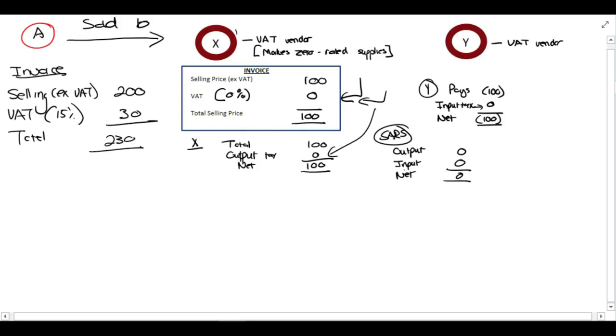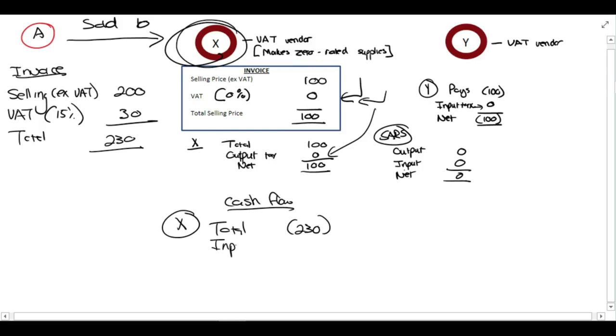Okay, what would happen here is that X would pay that total of 230 rands. I'm doing a cash flow for X here. The input tax that they would claim is that input tax over there. They would be able to claim it. So that the total, or the net amount, would be 200.